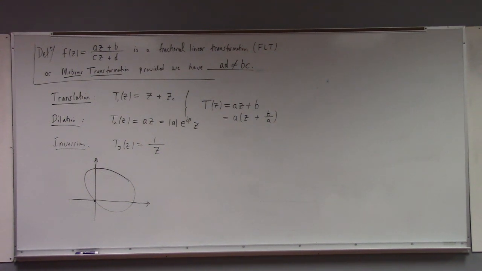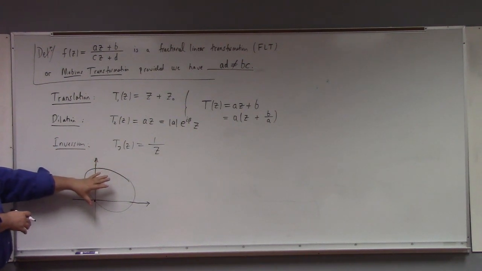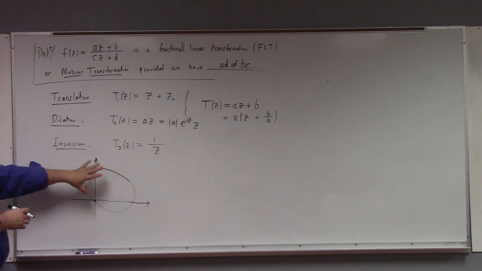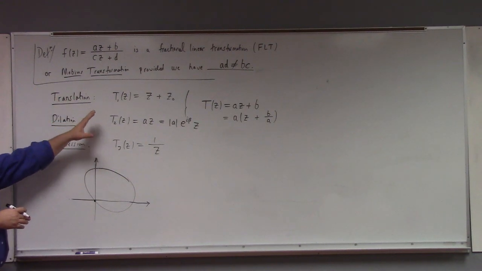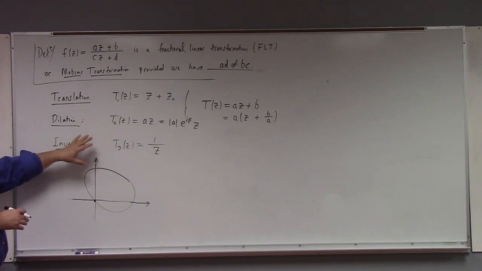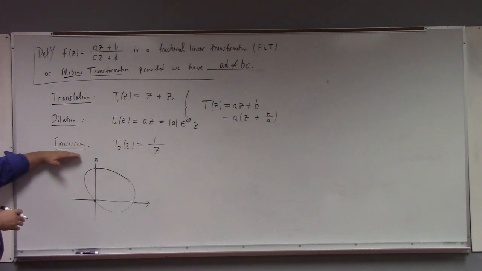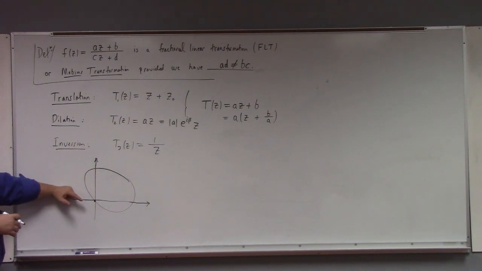So here's the thing. A Mobius transformation, it's not at all clear. I want to believe that dilation and translation are obvious, right? They map circles to circles. But inversion, what does an inversion do to a circle that goes through the origin?